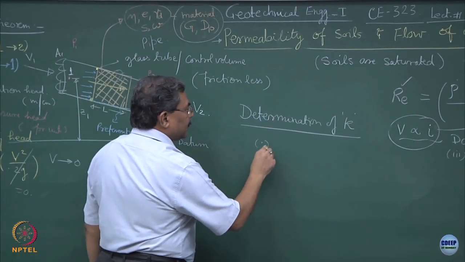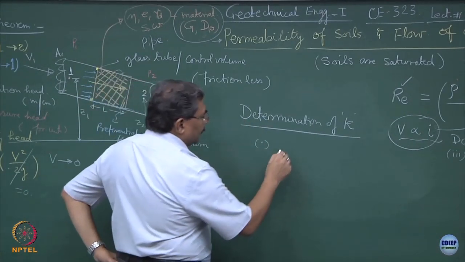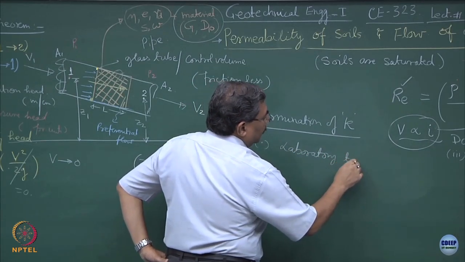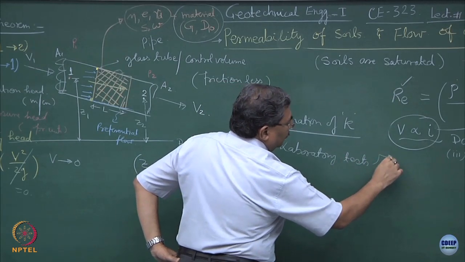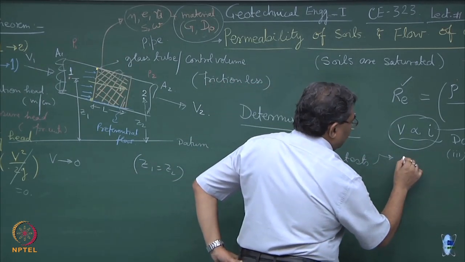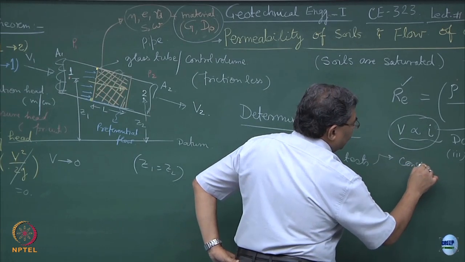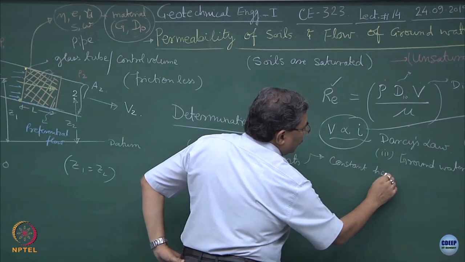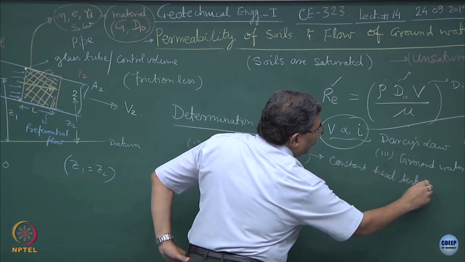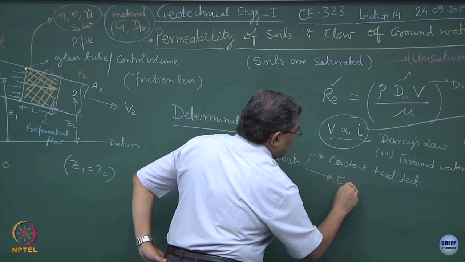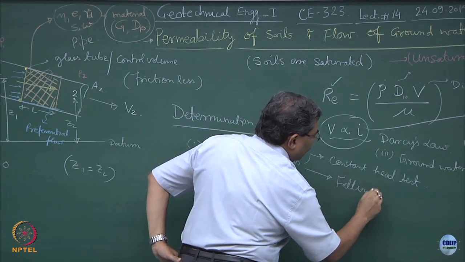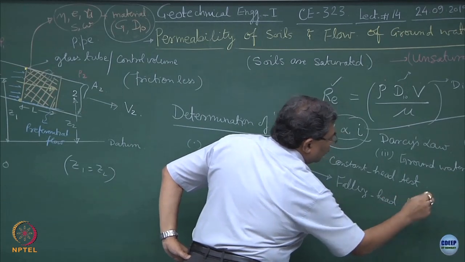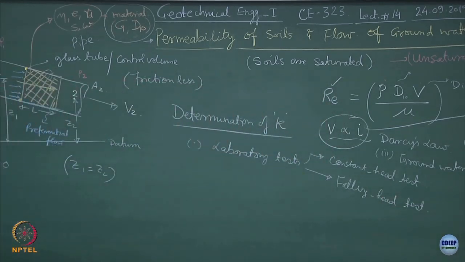There are different tests which you can do. Some are the laboratory tests which you will be conducting in the laboratory, and they are known as the constant head test and the falling head test. These are the two most prevalent tests.